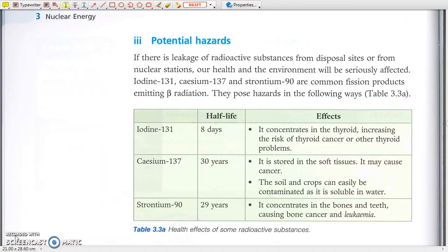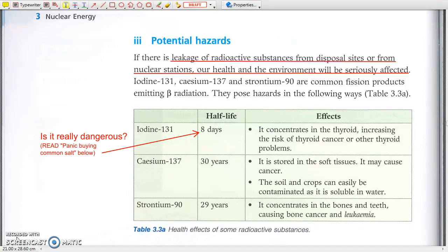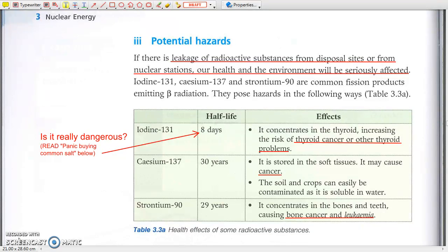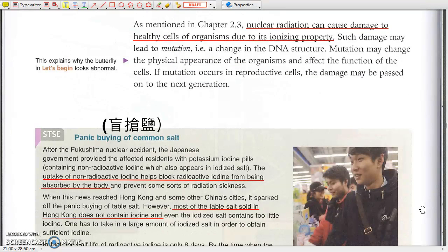Many products and byproducts of nuclear fission are radioactive. Leakage of radioactive substances will result in health and environmental issues. The table below lists the effects of some common fission products, and you can see they mostly cause cancer, while iodine attacks the thyroid glands, and strontium may cause leukemia. Nevertheless, the potential hazards of an operating nuclear power plant should never be underestimated.